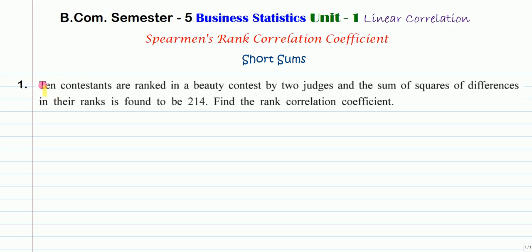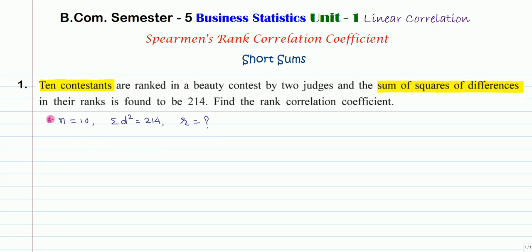See, 10 contestants means n equal to 10. Sum of square of differences means sigma, square and differences means d. So sum of square of differences is sigma d square. So here we are given n is equal to 10, sigma d square is equal to 214, and we are asked for r equal to question.